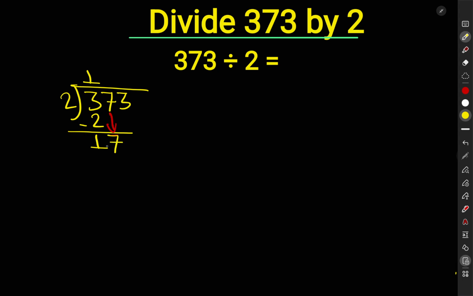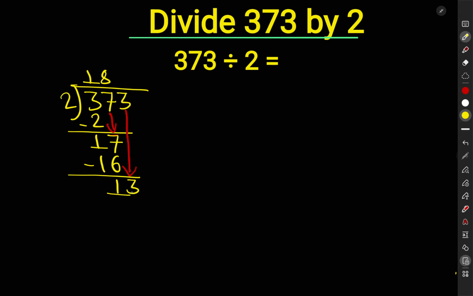7. So now it is 17 and 2 times 8 means 16. On subtracting we get 1. So again this 1 is less than 2. So we put down the number beside this 3.